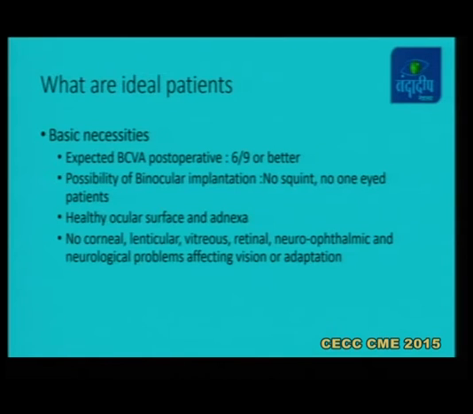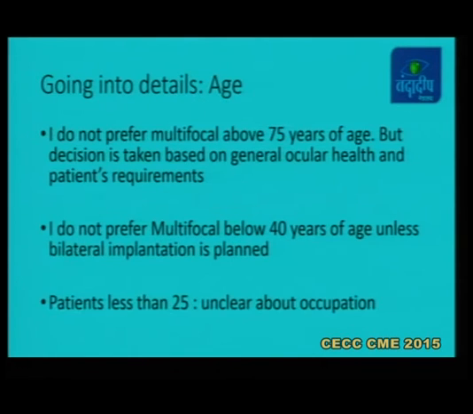Basic necessities are the same: 6/9 or better best corrected potential vision. There should be a possibility of binocular implantation. No one-eyed patient, no squint patient. Many times we miss this, squint. The patient has squint, you feel the patient has both eyes, but the patient is using one eye at a time, so he is actually one-eyed. No corneal, vitreous, retinal, neuro-ophthalmic, or neurological problems that may affect vision or adaptation.